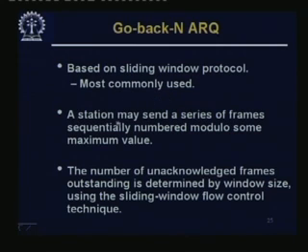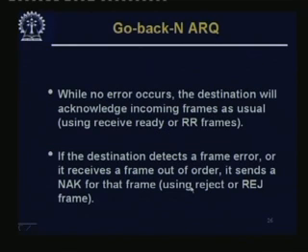A station may send a series of frames sequentially numbered modulo some maximum value as usual. The number of unacknowledged frames outstanding is determined by window size using the sliding window flow control technique. This is once again as usual. Now, while no error occurs, the destination will acknowledge incoming frames as usual, using receive ready or RR frames.